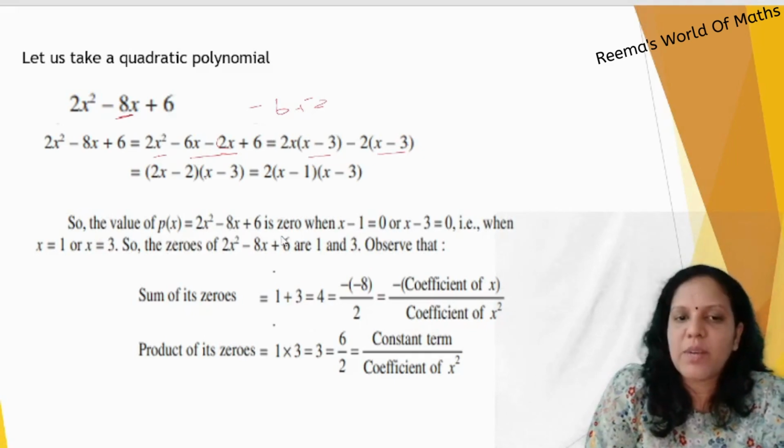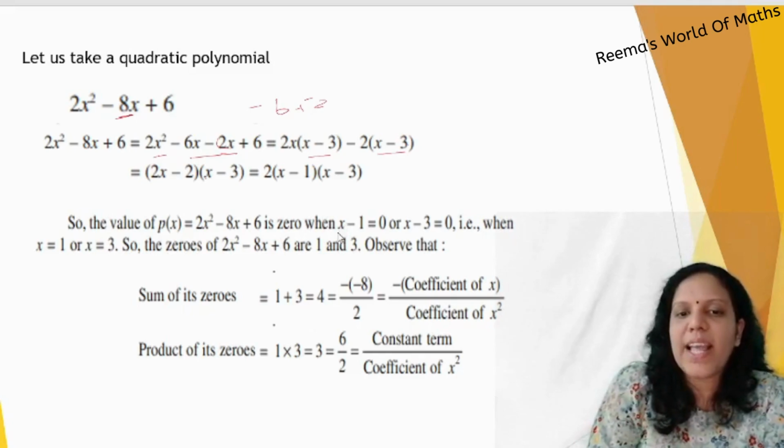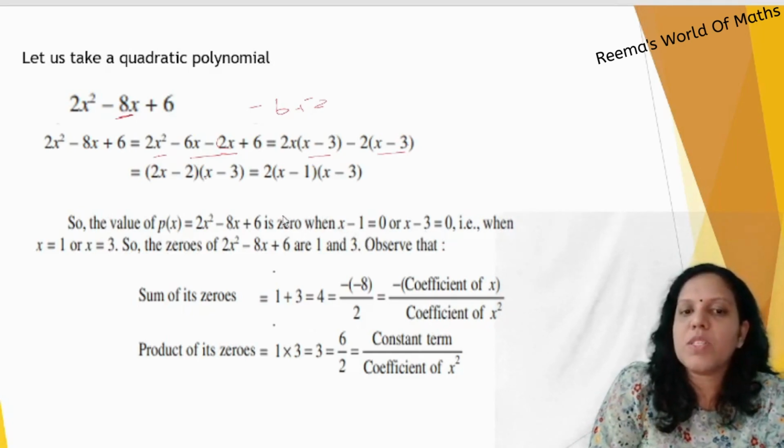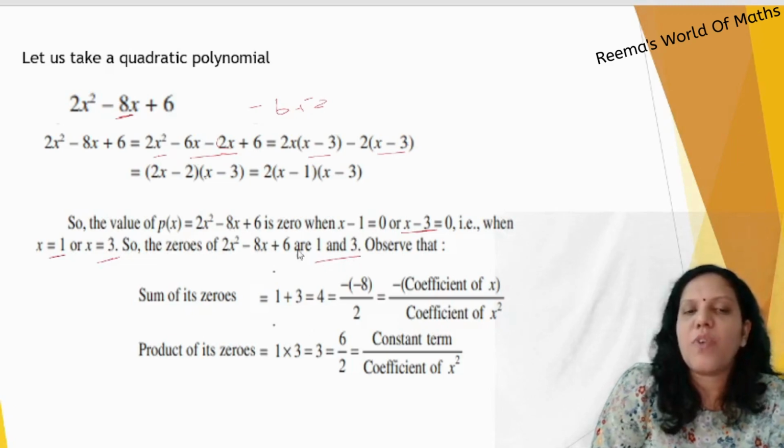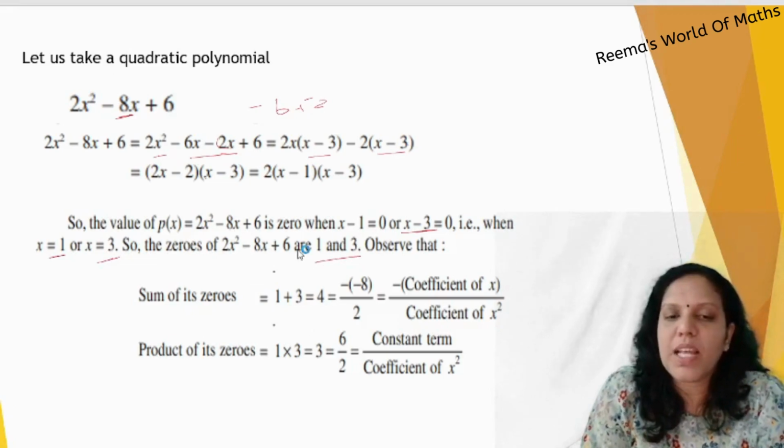So 2x squared minus 8x plus 6 is 0 when x minus 1 is equal to 0 or x minus 3 is equal to 0, because the factors of this polynomial are x minus 1 and x minus 3. When x minus 1 is equal to 0, we can say x equals 1, and if x minus 3 is equal to 0, we can say x equals 3. So the zeros of 2x squared minus 8x plus 6 are 1 and 3.